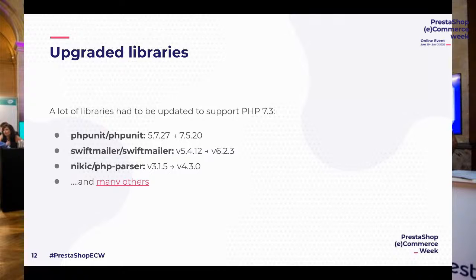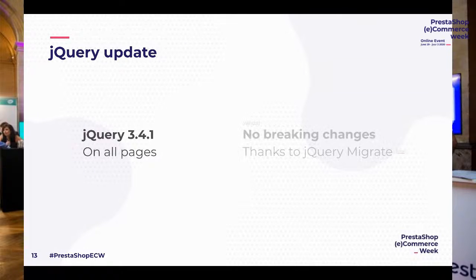And while we were at it, we also updated jQuery on all pages to the latest version that was available when we froze this new version of PrestaShop. So we managed to upgrade jQuery to 3.4 without introducing breaking changes, thanks to a library called jQuery Migrate, which allows upgrading the jQuery version while keeping most of the APIs that change between versions.